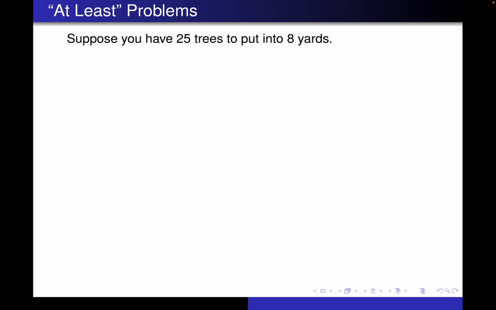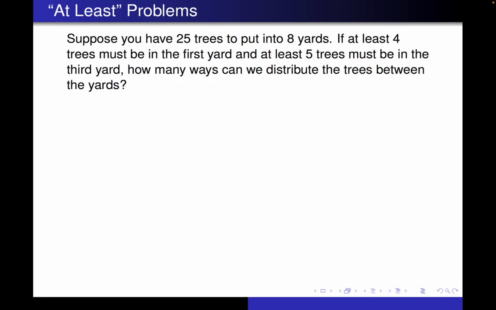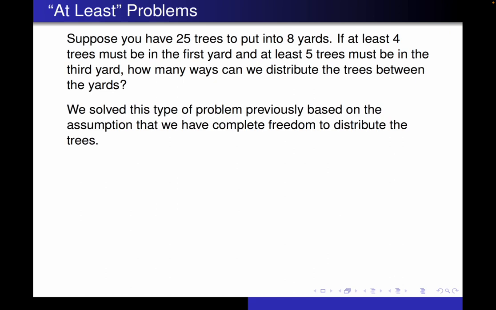All right, so here's an example of the type of problem that I'm talking about. You have 25 trees and you're putting them in 8 yards. And suppose you want to put at least 4 trees in the first yard. Could be more, but at least 4. And at least 5 trees in the third yard. The question is, how many ways can you distribute the trees between the yards given those conditions?